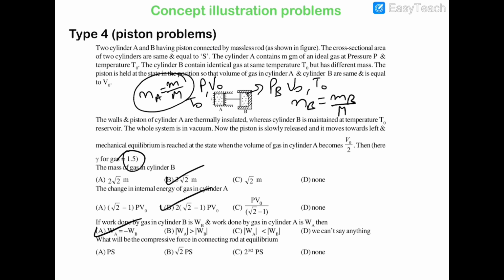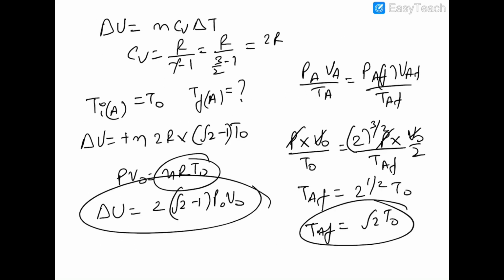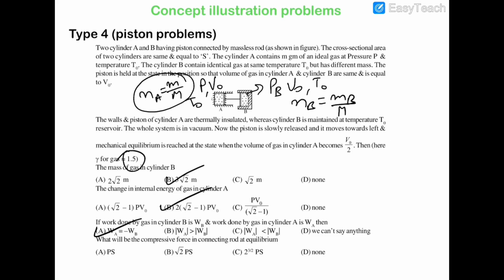And what will be the final compressive force acting on the rod in equilibrium? When the rod is in equilibrium, the pressure from both sides will be the same, and the pressure will be equal to 2 to the power 3 by 2 P, so 2 root 2 P, and force will be 2 root 2 P into area. So 2 to the power 3 by 2 into P into area is the force, so option C is correct. Now let's move on to the next question.